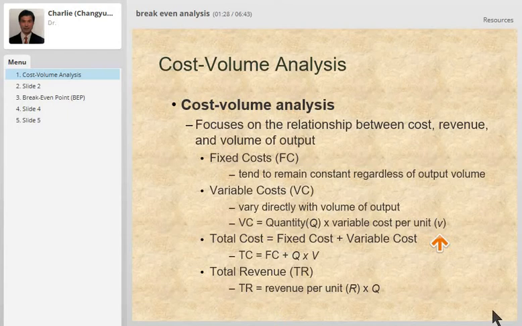So for a certain volume, we have the variable cost equals the quantity times the cost for each unit. So that's our variable cost. We have a total cost equals fixed cost plus variable cost. That's our total cost for a certain period. And we have a total revenue, which is revenue per unit times the quantity. Okay, let's look at the examples.